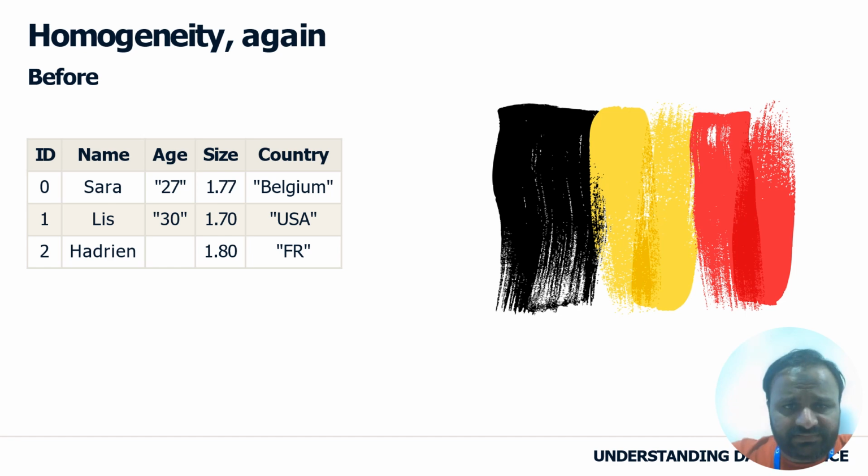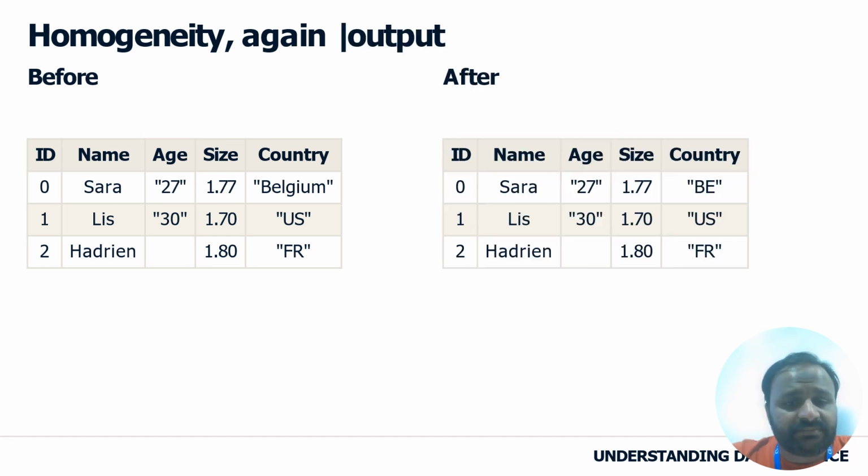Similarly, countries should follow the same format. The United States and France are abbreviated, but Belgium is written in full. Obviously we have to fix that, because we have to maintain a standard format, so that your machine learning algorithms will understand the data in a uniform way.